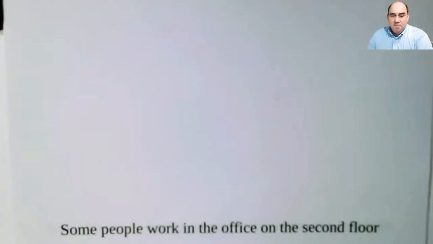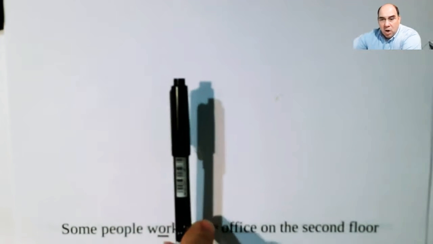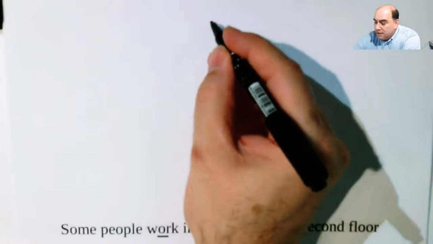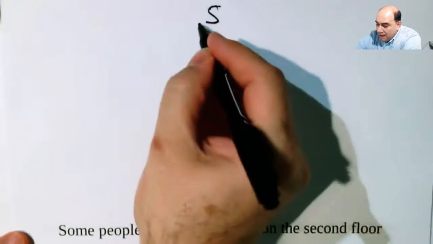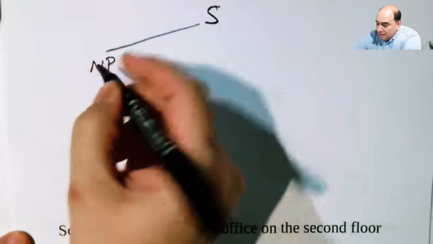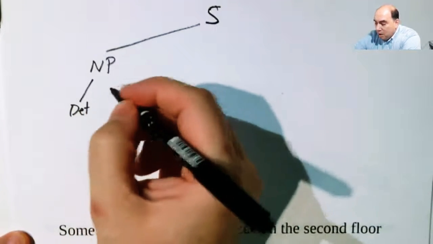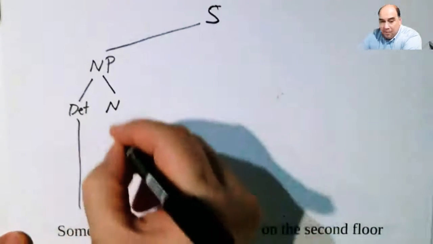Some people work in the office on the second floor. Okay, where's the main verb? That's what we're always looking for first. There it is, work. Okay, so we know that all this from here over is all going to belong on that second side. All right, let's begin by putting our sentence in here. Okay, and we slide over here and we do our noun phrase. And your noun phrase has, I'm going to call it a determiner, although I think everybody would call it a determiner. And we've got a noun here, okay, that's some people, okay?